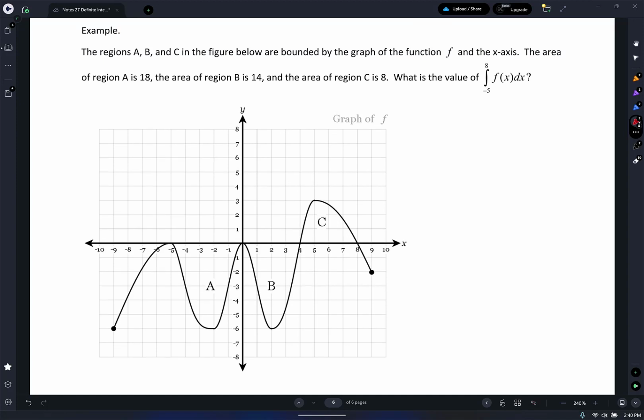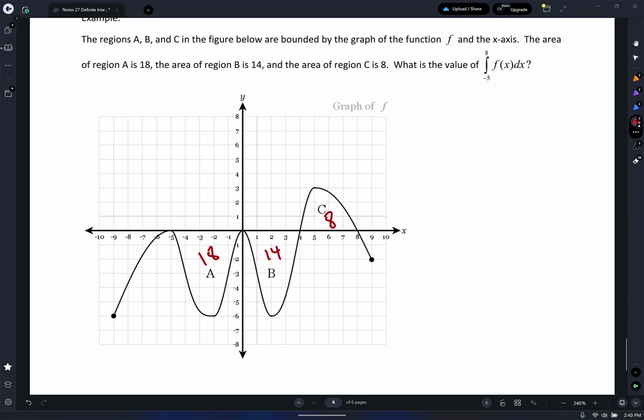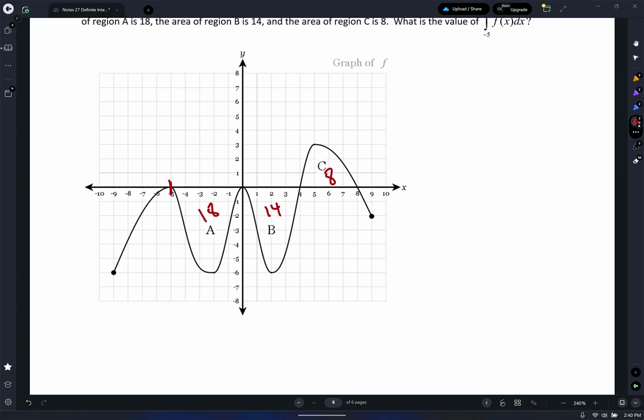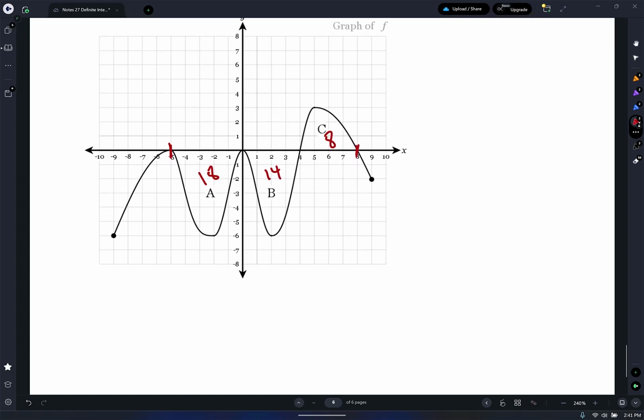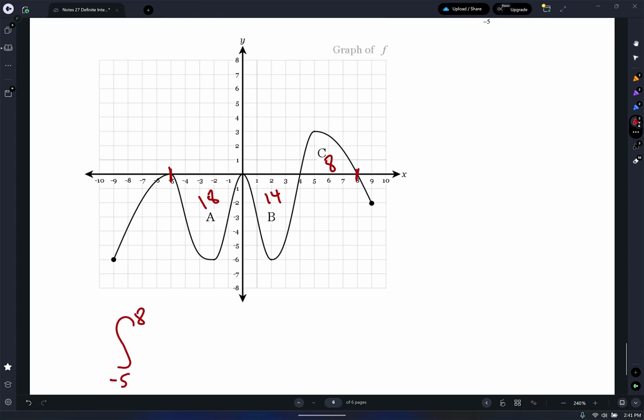The regions A, B, and C in the figure below are bounded by the graph of the function f and the x-axis. The area of region A is 18, so this is 18. The area of region B is 14, so this is 14. And the area of region C is 8, so this is 8. What is the value between negative 5 and 8? So here's negative 5, and here's 8. So they're talking about the signed area. If they don't tell you anything, that's what they want.